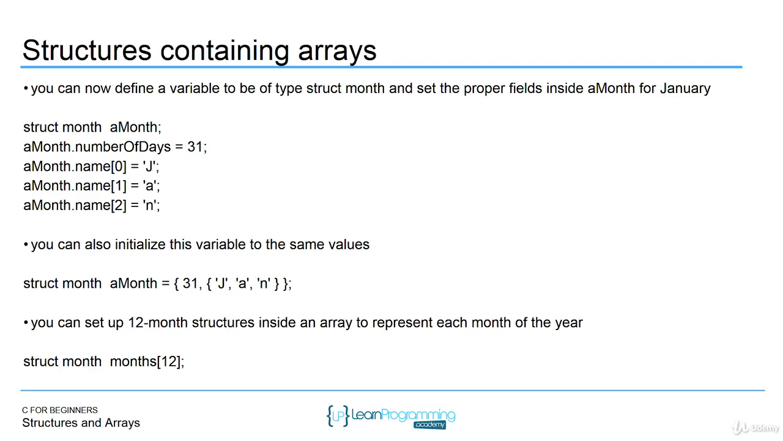And you can set up 12 month structures inside an array to represent each month of the year. So now we can create a months variable, which is an array of size 12 of type struct month. And that can represent each month. And then for each month, we can specify the number of days and then abbreviations for the month. So utilizing these two powerful concepts of arrays and structures is very, very useful.